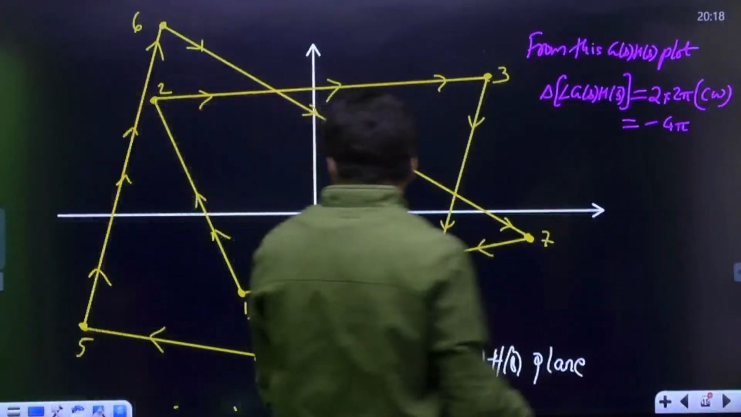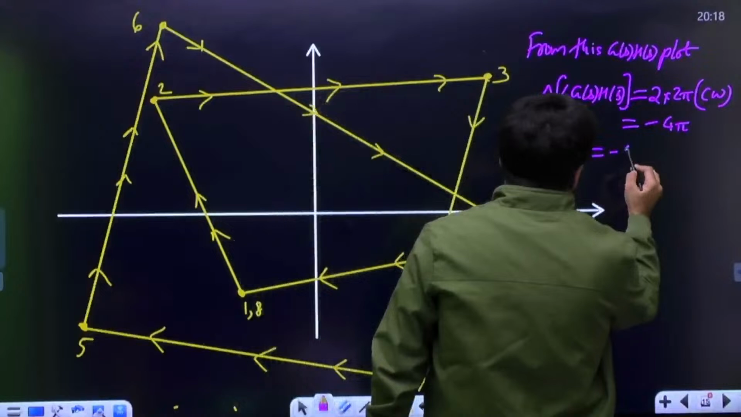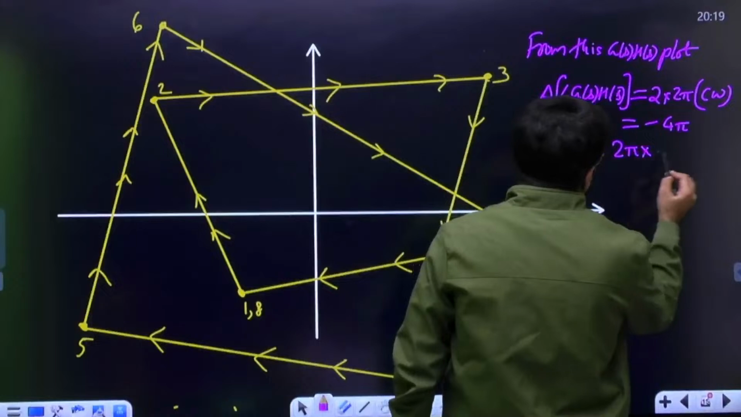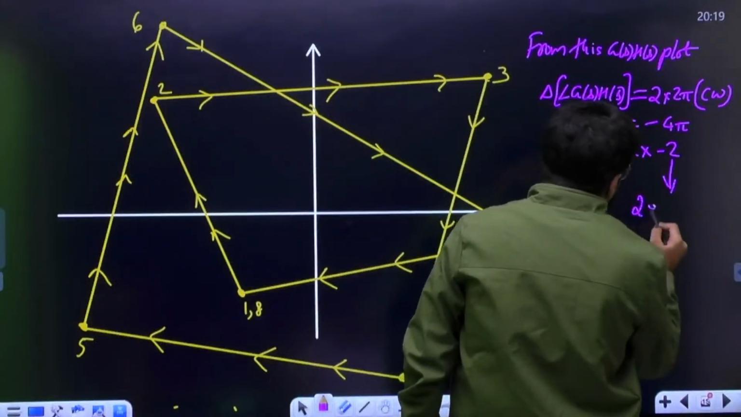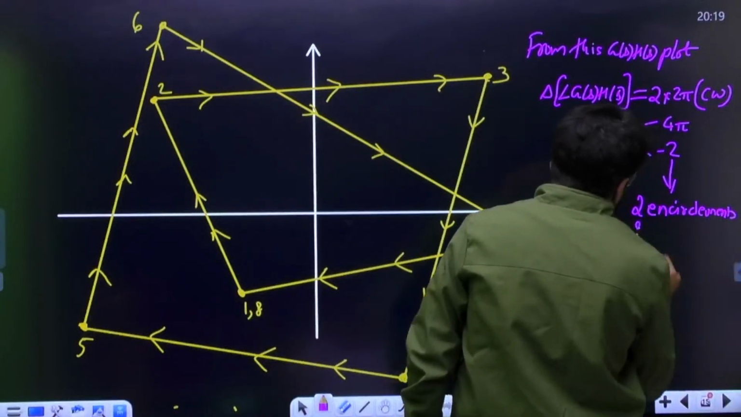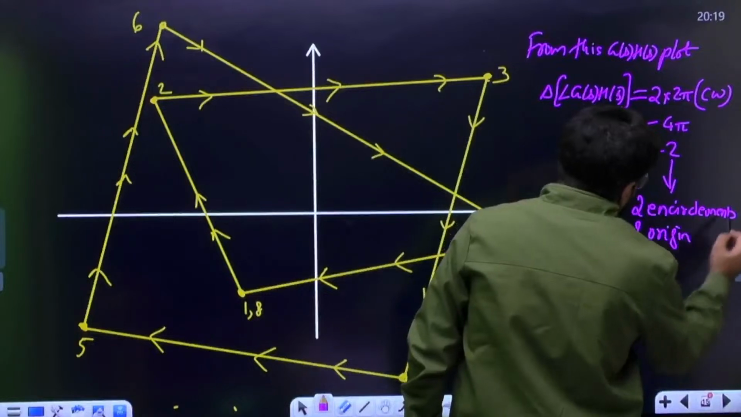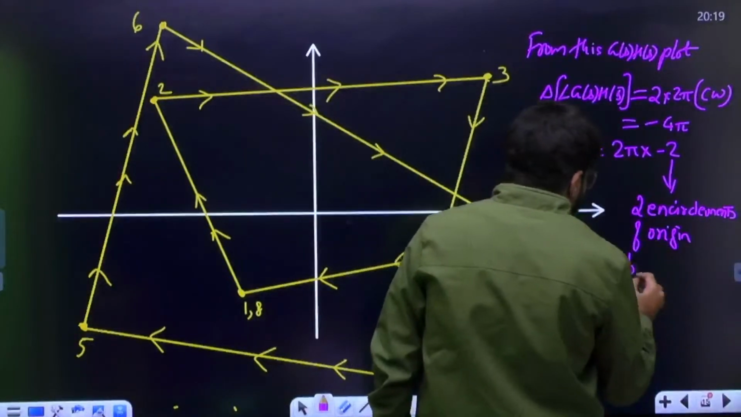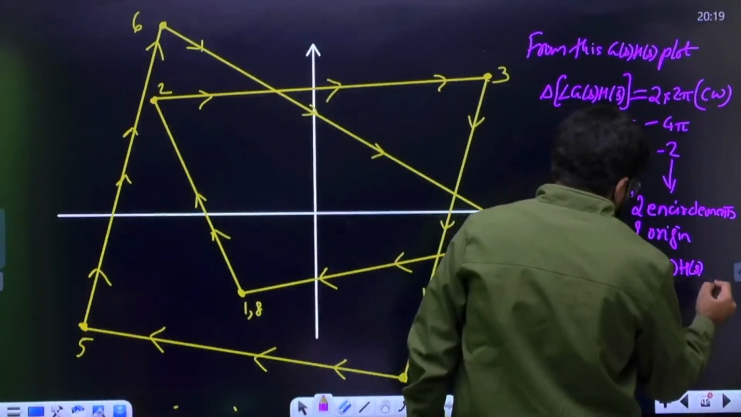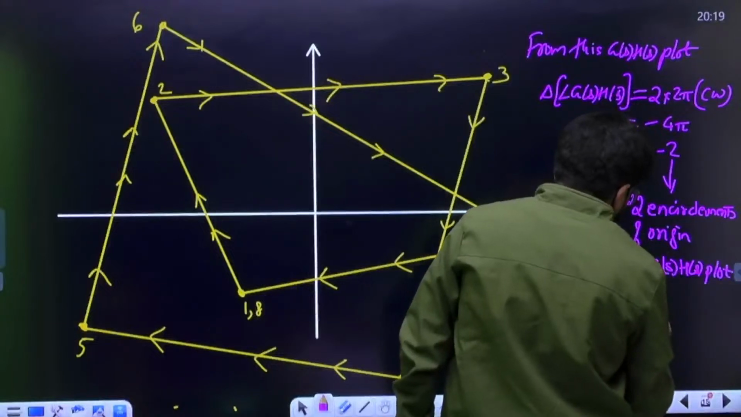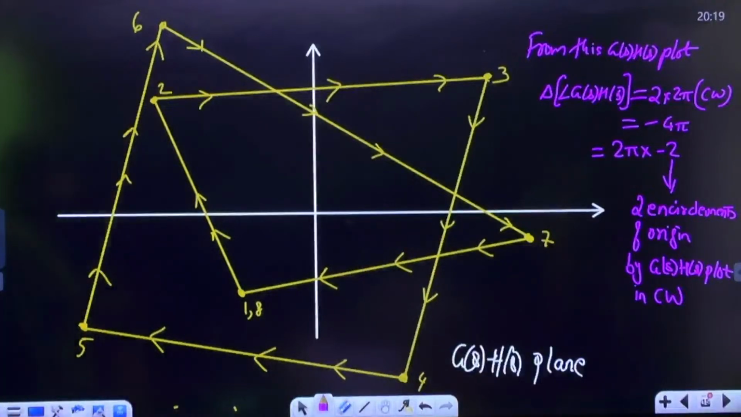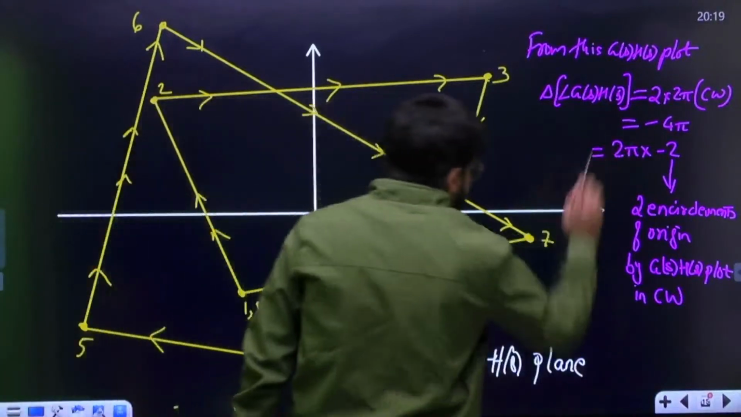So this minus 4 pi, let me write it as 2 pi into minus 2. Why is this 2? Because there are 2 encirclements of the origin by the GSHS plot. In what direction? Both the encirclements are in the clockwise direction. That is why the minus sign is coming.